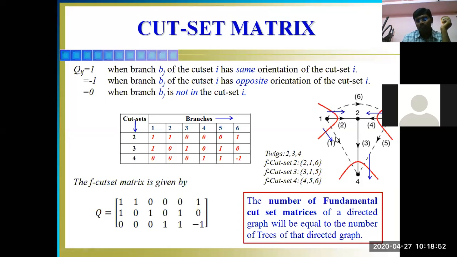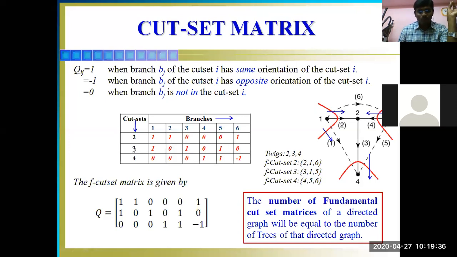Whereas for the first one, the direction of the link is also away from node 1. So take +1. Coming to 6, it is also away from node 1, similar to the second. So therefore, put +1. And the remaining ones, 3, 4, 5, are not related to this one. This cut set consists of only 1, 2, 6. So 1, 2, 6 are active. That may be +1 or -1. If it is plus, both are equal.